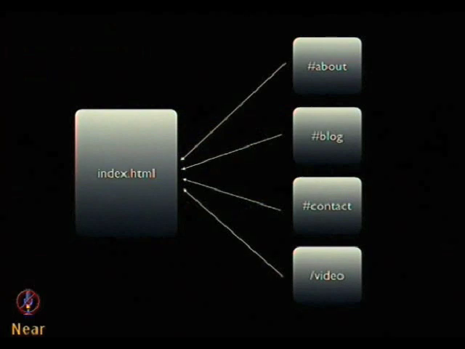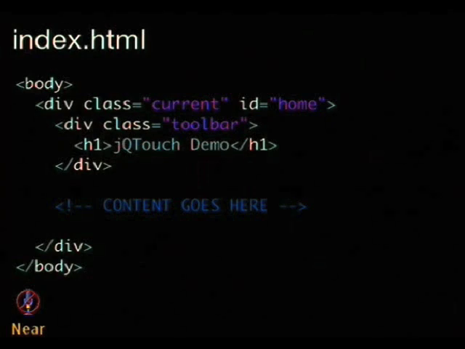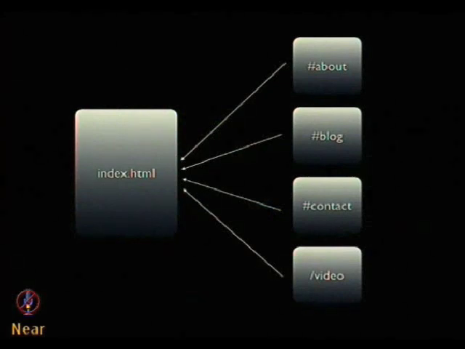So with our basic page that we've made, if I go back for a second, this page starting out has a div called home, with a class of current. So it's saying this is the current page we're on. There's a class called toolbar with the headline and the toolbar. And then right where my comment is, that's where the content's going to go. So if you look at this illustration, with jQTouch we're loading one single page and then loading fragments of HTML into that page as we request them. So we're not loading lots of pages over and over. We're not reloading the same JavaScript libraries or assets or whatever.